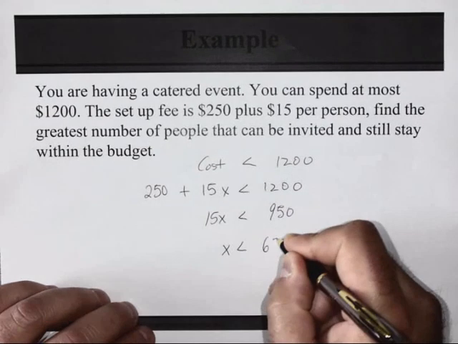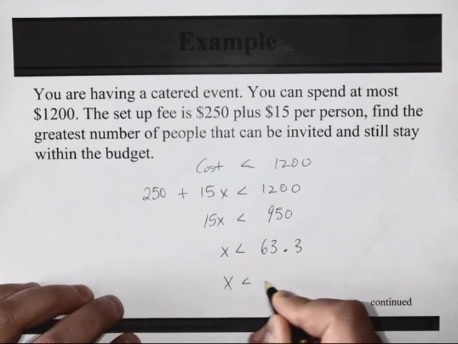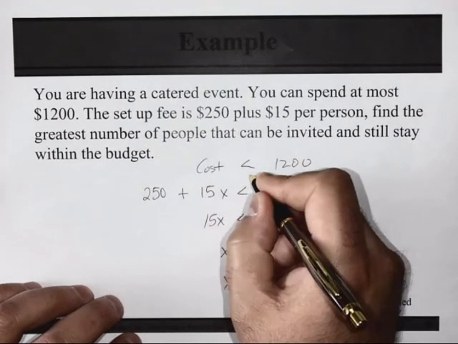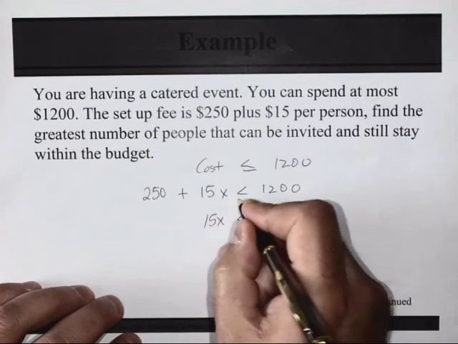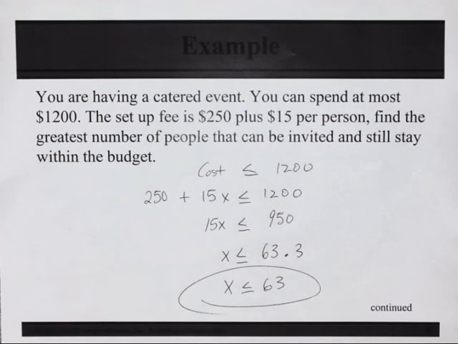And you get 63.3. So obviously we can't invite 0.3 of a person. So we can invite, really this can be less than or equal to, so less than or equal to 63 people. And that would get us pretty close to our budget.